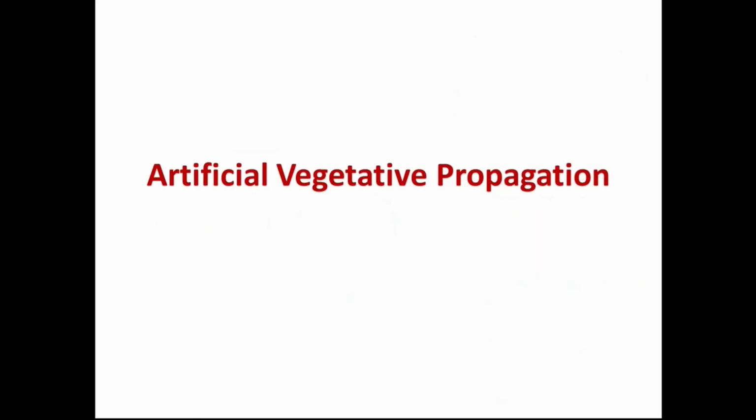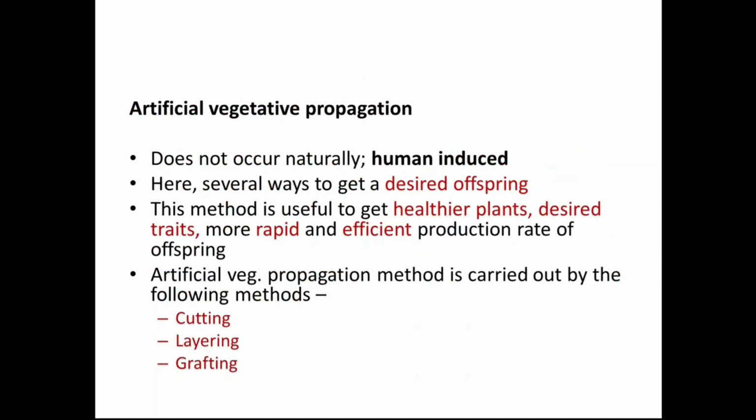No need to depend on anybody. So now we will move on to artificial vegetative propagation. We have three types: cutting, layering, and grafting. Why is it artificial? These are all human induced. We have to perform these experiments to grow new plants. But in the previous case, we don't need to do anything. Nature itself will take care of that. The plant will produce propagules, those propagules will drop off from the plant, and they develop into a new plant body. But here we have to do the experiment on our own. So it's human induced.